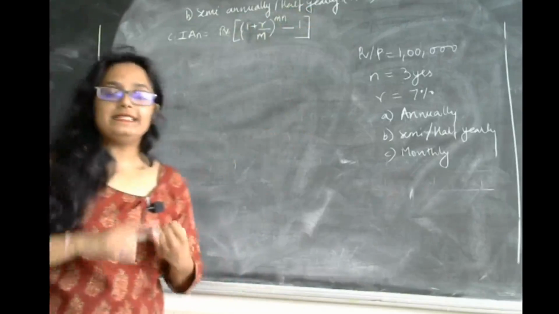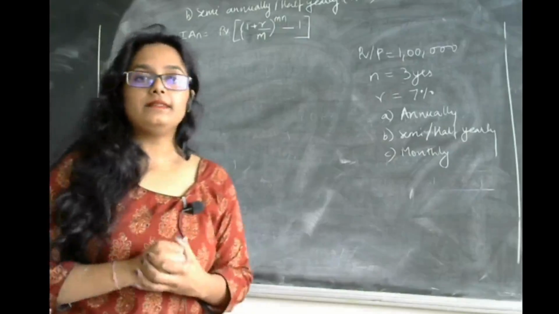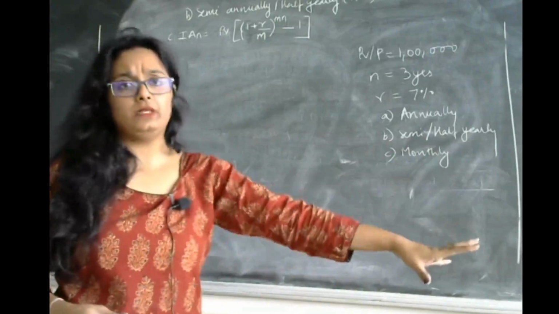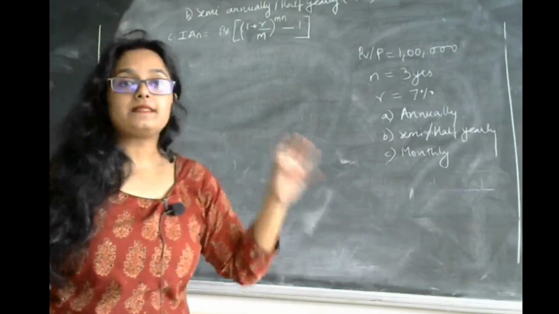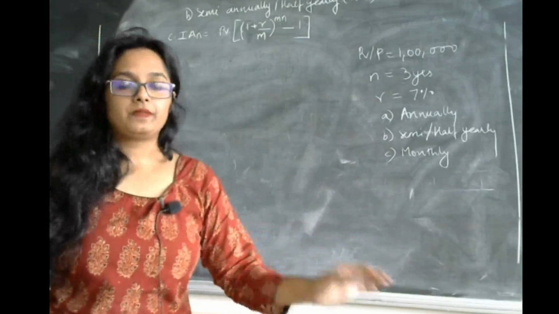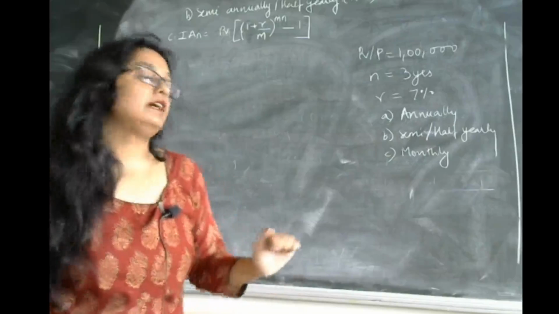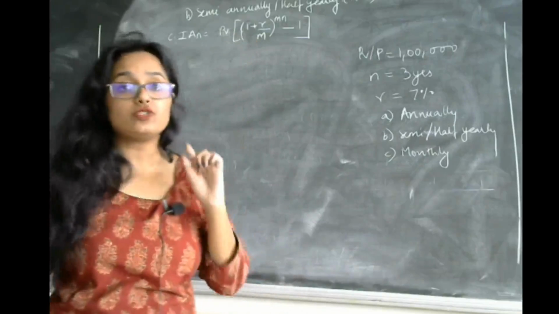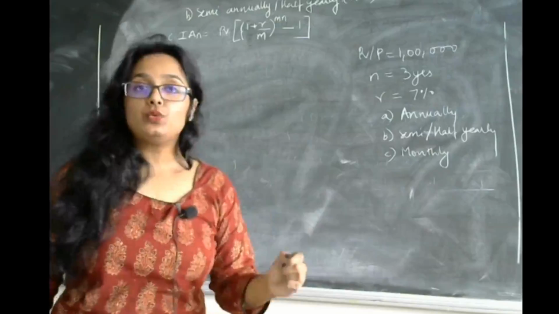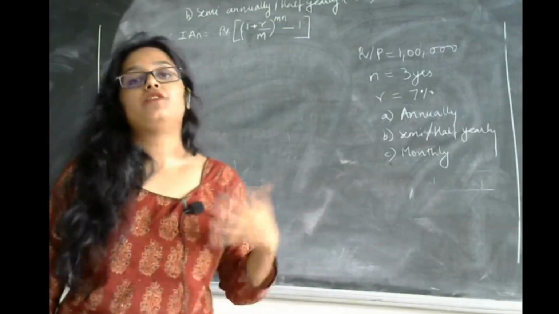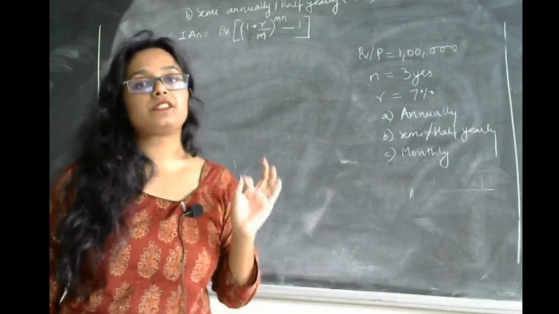Now, for anything which is compounded other than annually, we have to use this formula. If it is annually, we know that m is equal to 1. If it is not annually, then m has a value. For semi-annual it is 2, for monthly it is 12, for quarterly it is 4, for daily it is 365, for weekly it is 52.